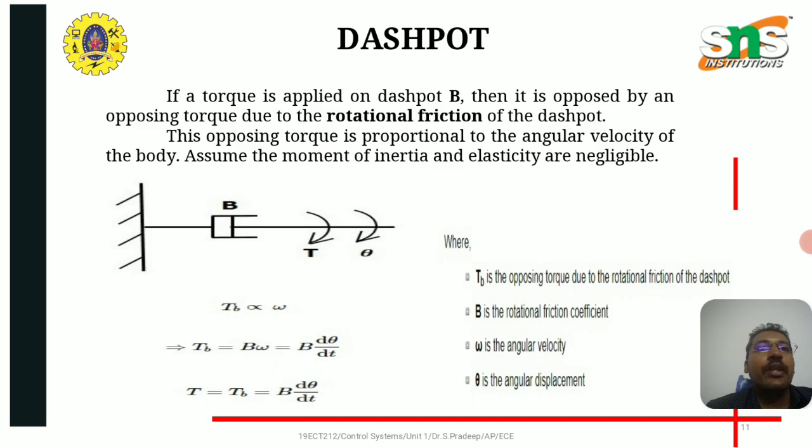Dashpot. If a torque is applied on dashpot B, then it is opposed by an opposing torque due to the rotational friction of the dashpot. This opposing torque is proportional to the angular velocity of the body. Assume the moment of inertia and elasticity are negligible.